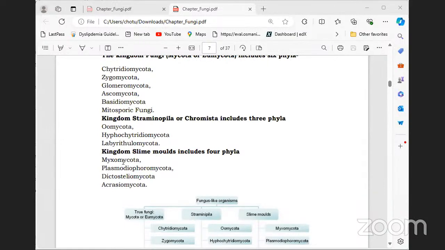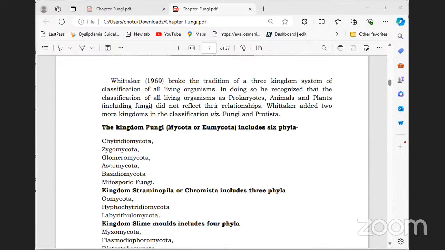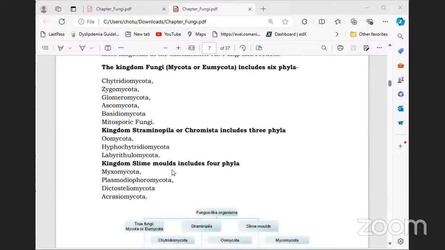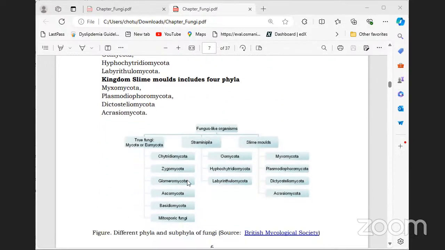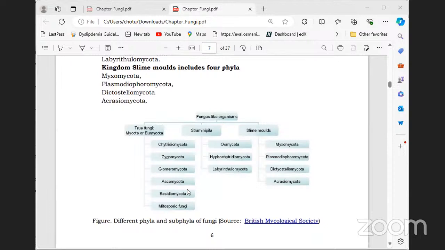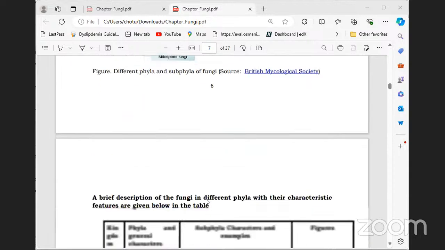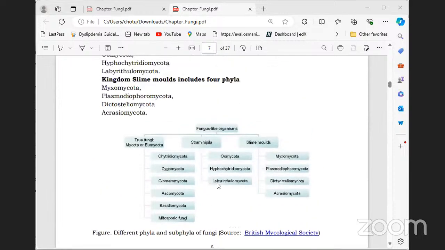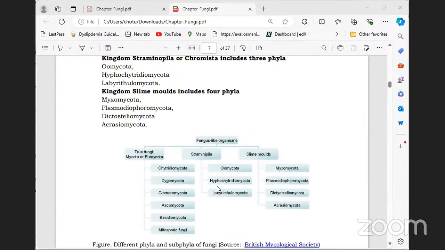These are the Myxomycota, Plasmodiophoromycota, Dictyosteliomycota, and Acrasiomycota. Based on these phyla, the main important ones are the molds or spores. This is a brief introduction to the fungi.